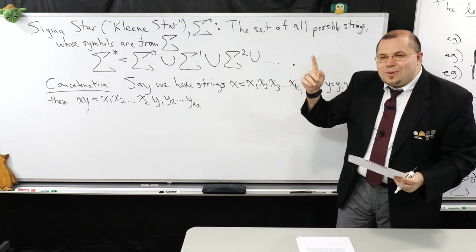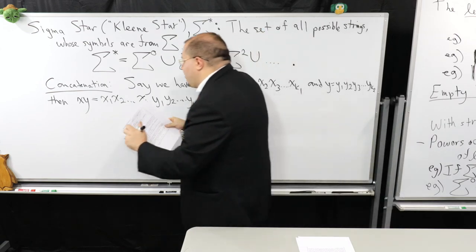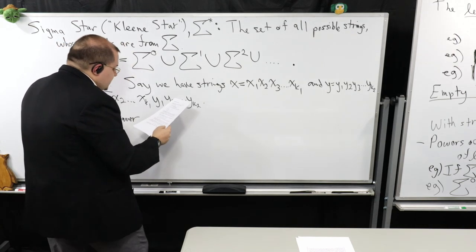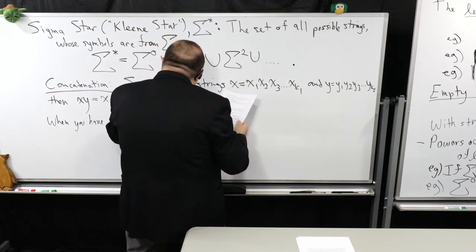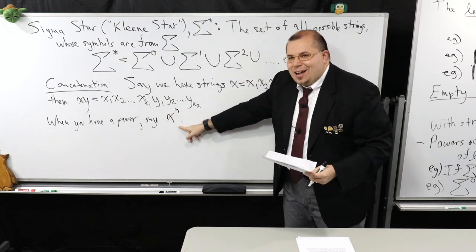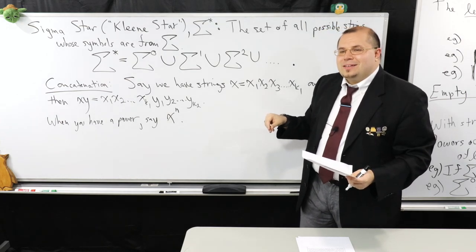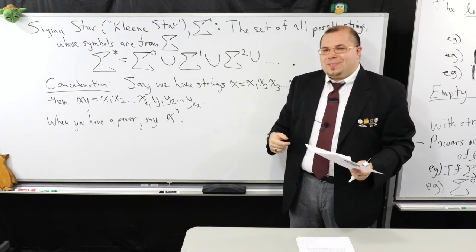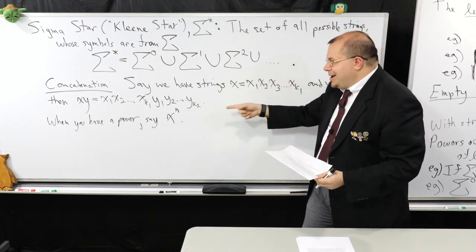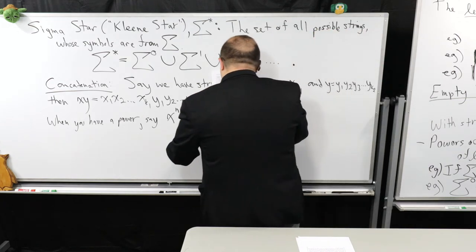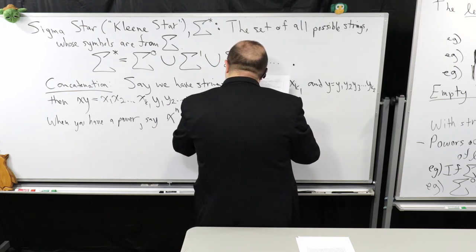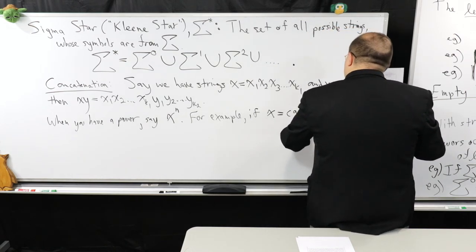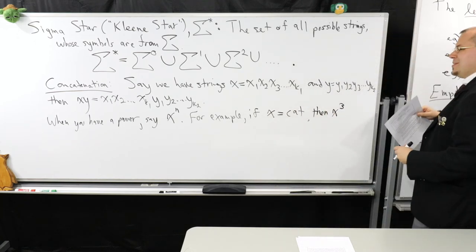So the reason why you notice that power notation, the exponents, is because when you have a power, say x to the n like this, does anybody have any idea what that might mean if you think of that like multiplication there? I want you to think about it. So this is why this notation is pretty helpful. So I'll say for example, if x is equal to the string cat, then x cubed would be what?